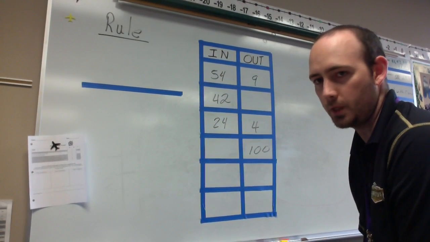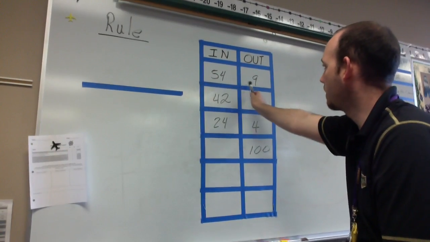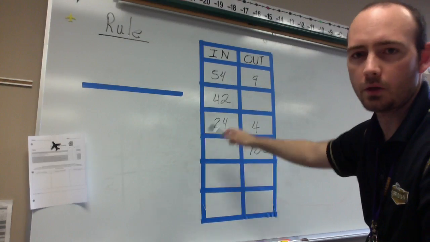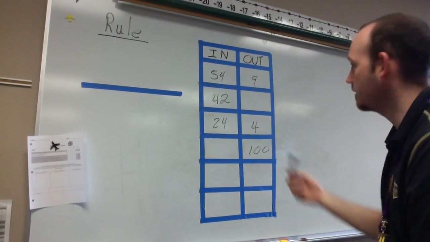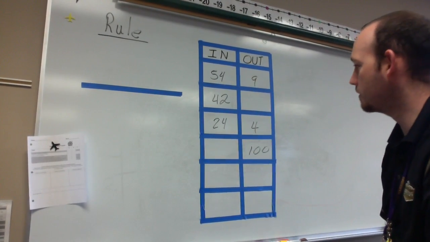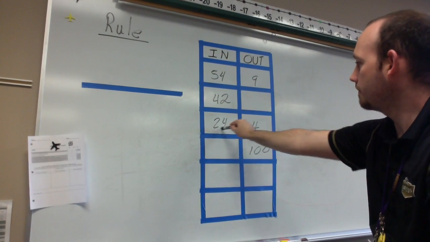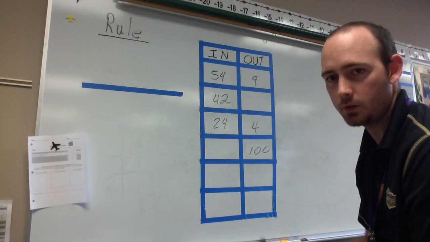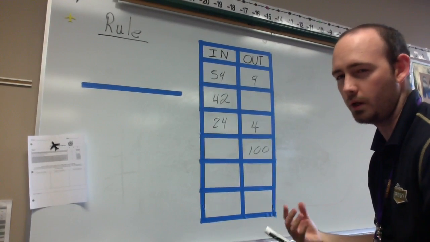So we look at the information that we do know. We can look at 54 and 9, or we can look at 24 and 4. I'm going to look at 24 and 4. That just seems like a better one to look at in my mind. If you like this one better, look at that one first. 24 to 4, it's getting smaller. So I know it's either going to be subtraction or it's going to be division. So I need to think, what could those be?